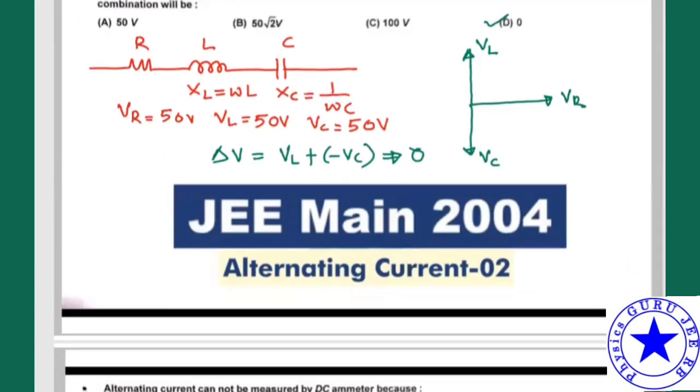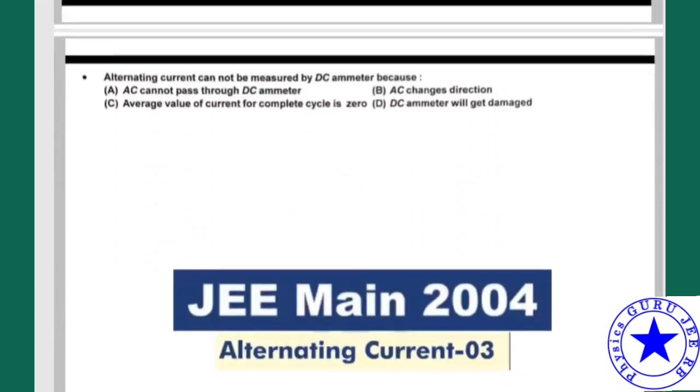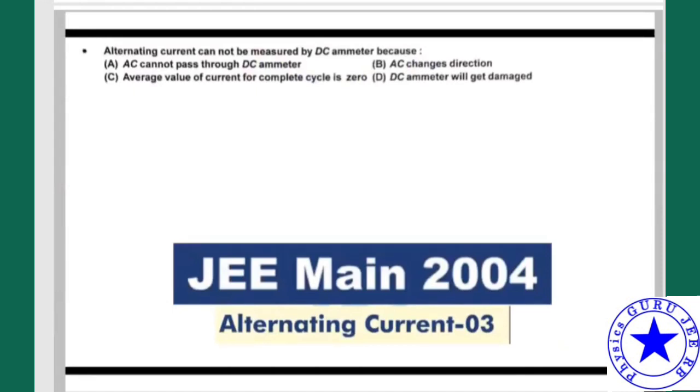Next, we'll move to the next problem. It is given in JEE 2004. Alternating current can be measured by a DC ammeter because AC cannot pass through a DC ammeter, or AC changes direction, the average value of current for a complete cycle is 0, or a DC ammeter will get damaged. So what would be the answer here? The appropriate answer will be C: the average value of current for a complete cycle is 0.